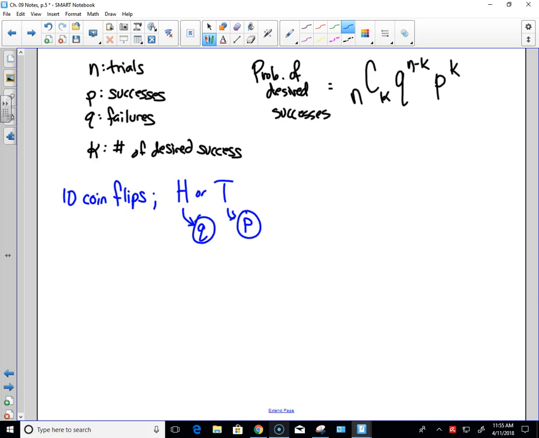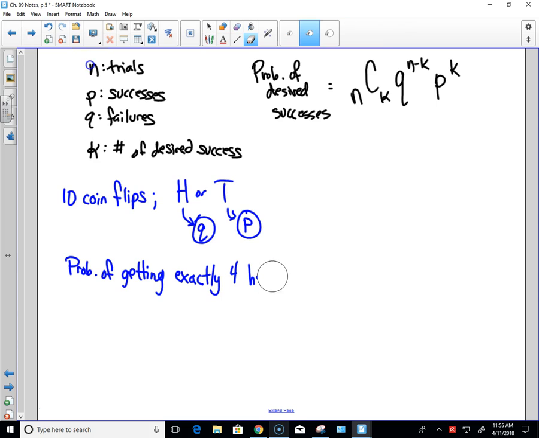What if I was to ask you, using that idea, how to find the probability of getting exactly 4 heads? Now, I don't care in what order. Sorry, not 4 heads. I apologize. Success is tails. 4 tails. Probability of getting exactly 4 tails. Okay, so getting exactly 4 tails.